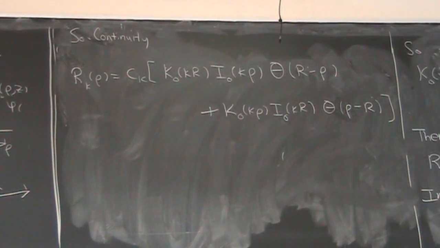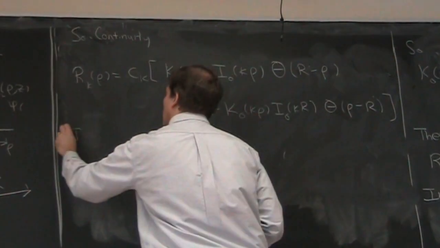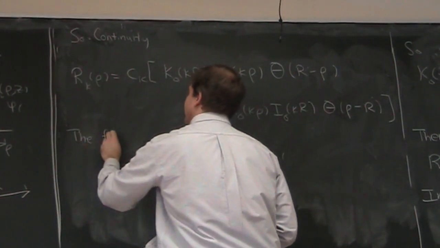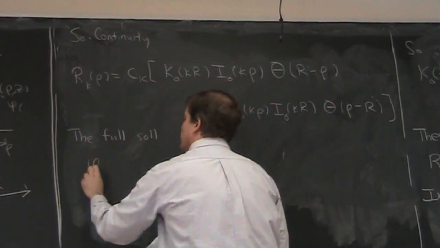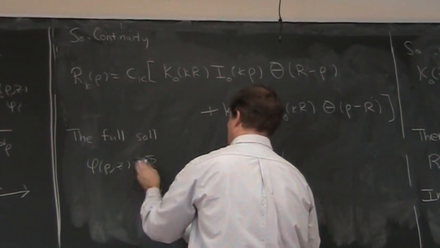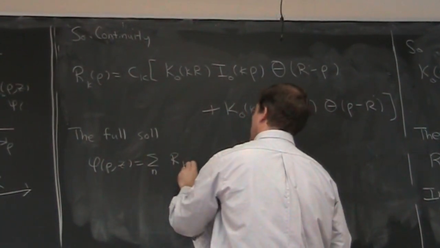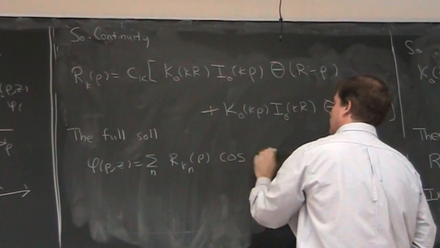Okay, and so, which is what you expect, right? Good. Of course, the full solution, these K's are quantized, in phi, rho and Z. Sum over n, R, K, n, cosine, Z.